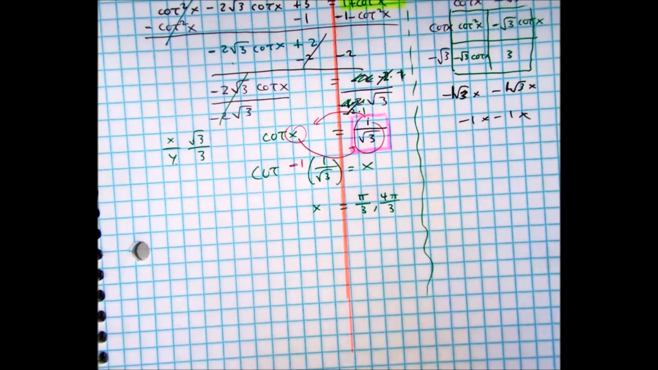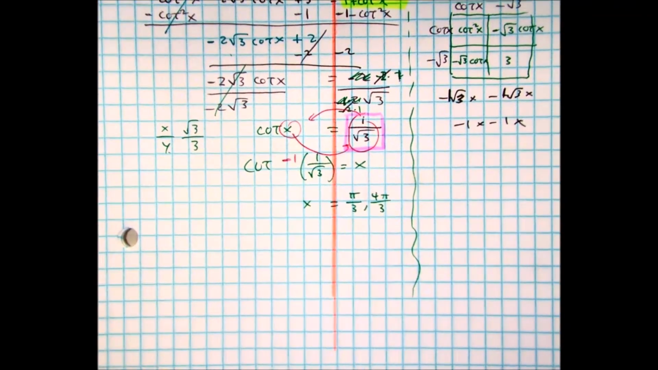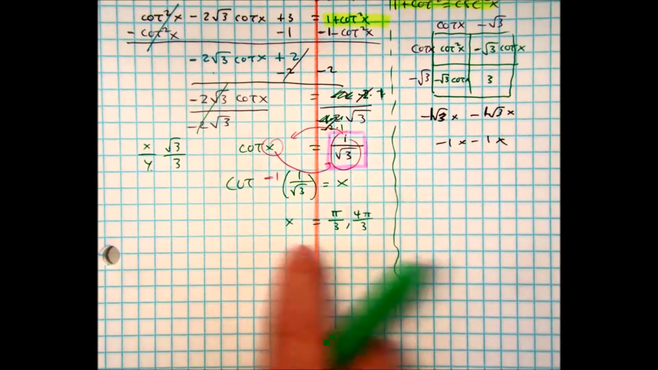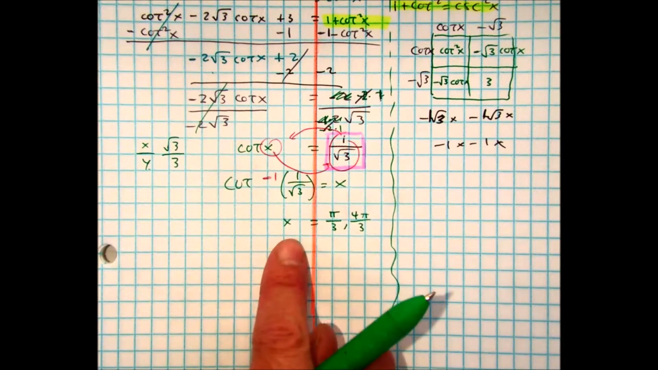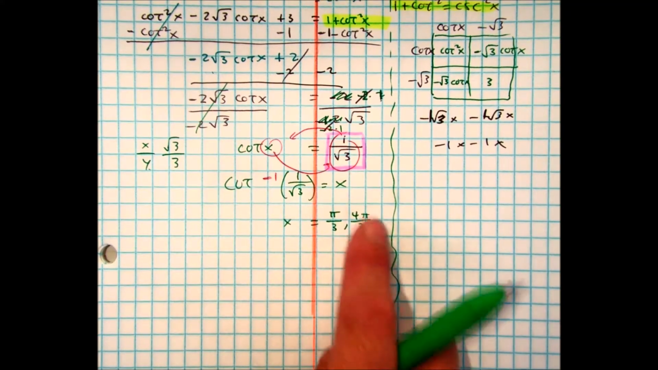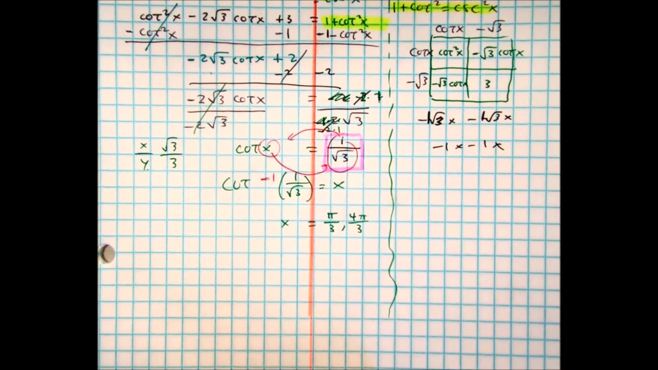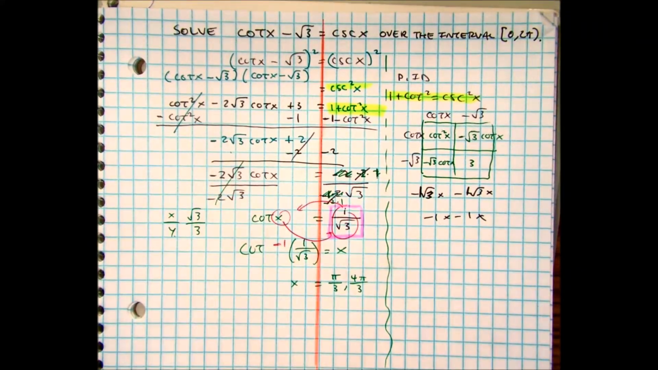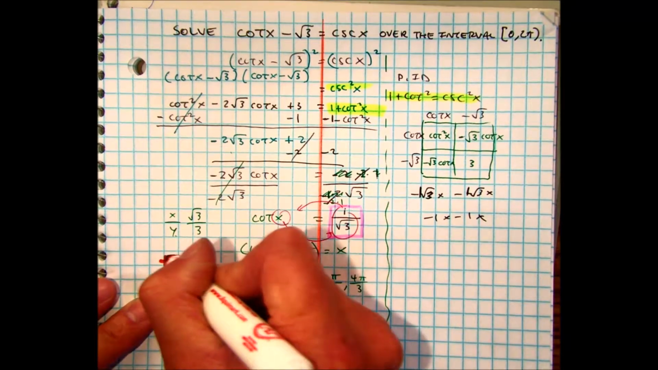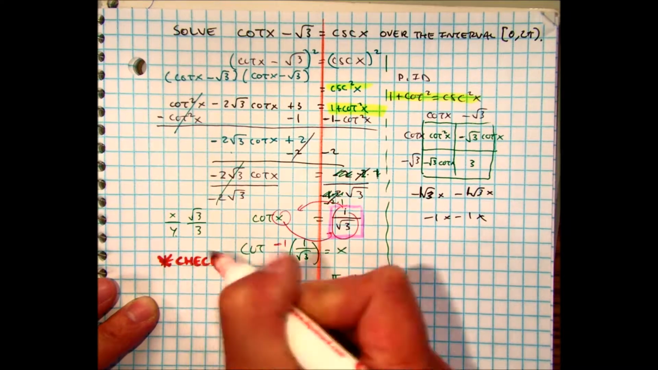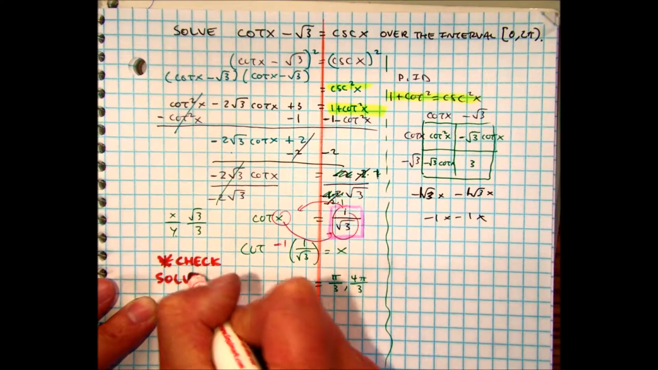Okay, we just finished two thirds of the problem. Now, we normally think that this is the answer: x equals pi over 3 and 4 pi over 3. Okay? But I'm just going to put a star here. Check solutions.